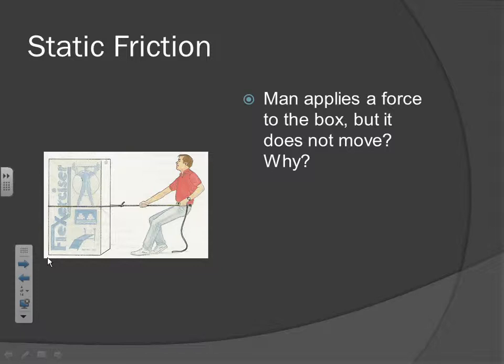Now, the standard response that most people would give in this situation is, oh, he pulls on the box but nothing happens. Why? A lot of people might say he's not pulling hard enough, or friction. Most people wouldn't say that. Most people would say it's too heavy, right? That's what most people would say.